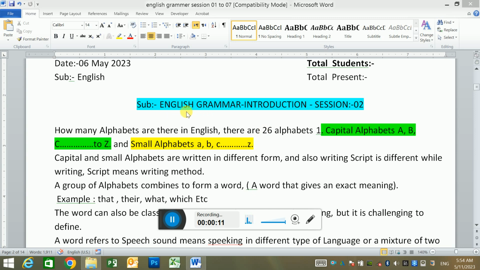Now we know very well how many alphabets there are in English. There are 26 alphabets. The capital letters are written in this form and the small letters are written in this form. The capital and small letters are written in a different form, and also in a different scriptural way. It is different while writing. Script means a writing method.